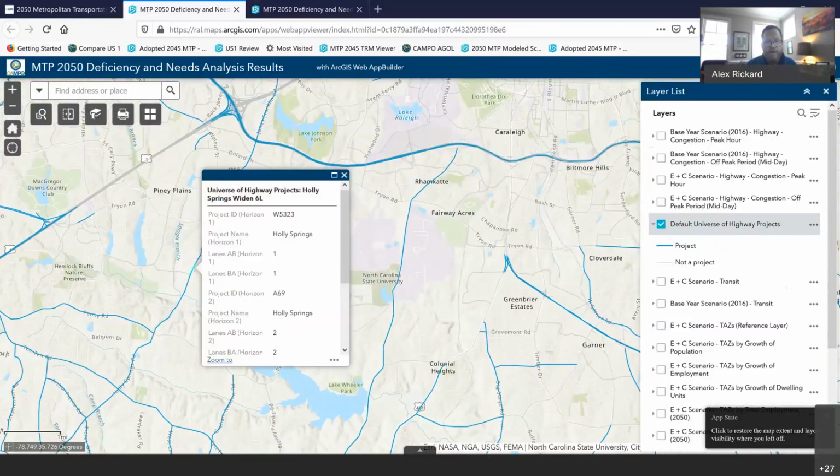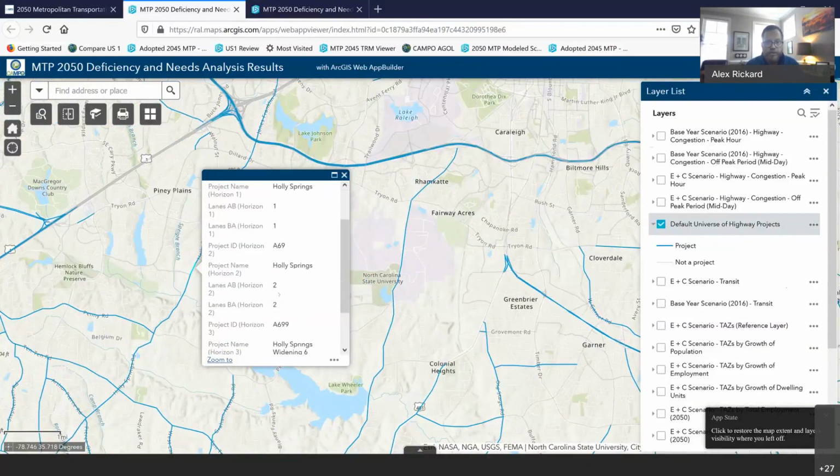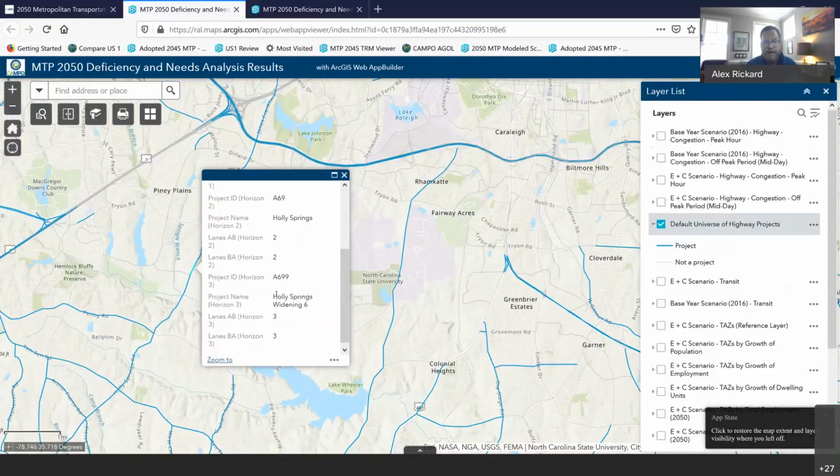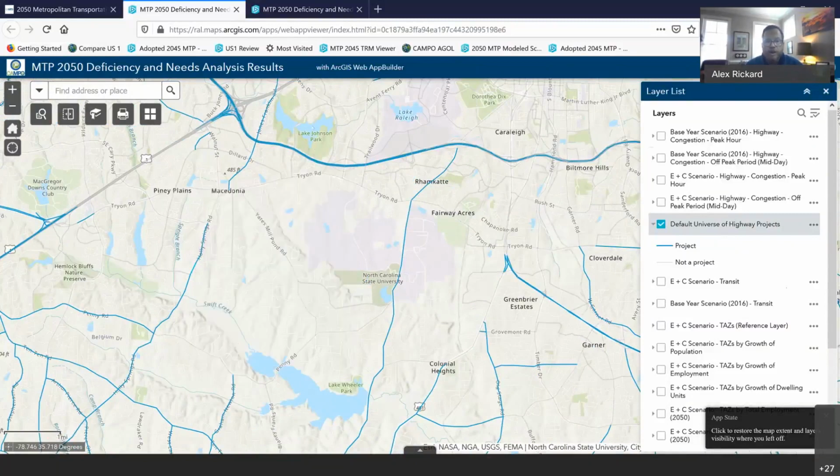As you click on these projects, you can see the information. So if I just go over to Holly Springs Road, you can see it starts off as one lane in each direction. It's going to two lanes in each direction. And I even have a third project on top of that that takes it to six lanes. So there are projects stacked on top of projects.